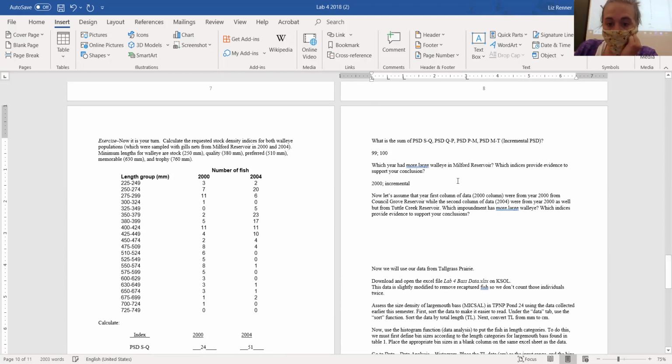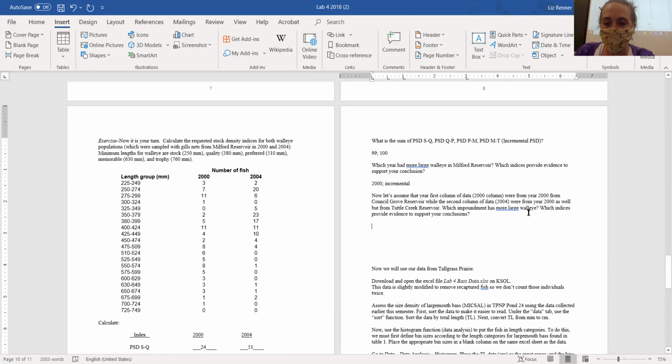All right. Now it says, let's assume that the 2000 column were from year 2000 from Council Grove Reservoir, whereas the second column of data, 2004, were from year 2000 as well, but from Tuttle Creek. Which impoundment has more large walleye? Which indices provide evidence for your conclusion?